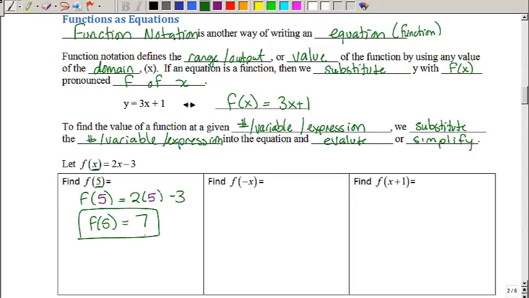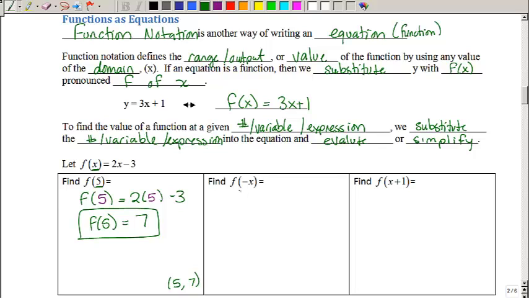Because 5 and 7 are both values, f of 5 equals 7 gives me an ordered pair, a corresponding ordered pair, where x is 5, which is the input, and the output is 7, or part of my range. So f of 5 equals 7 gives me the point (5, 7).